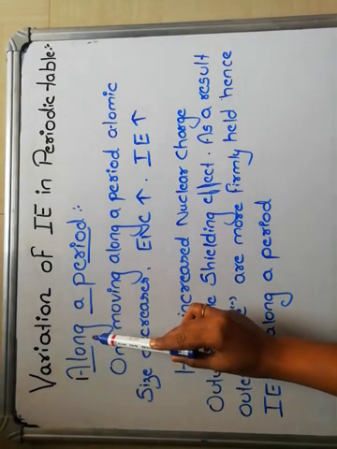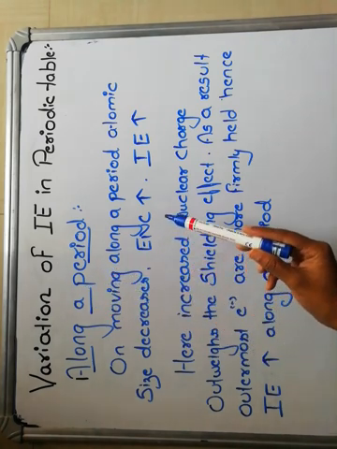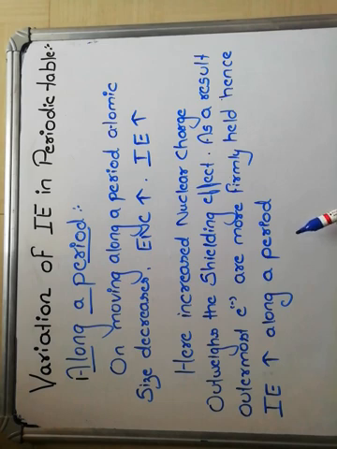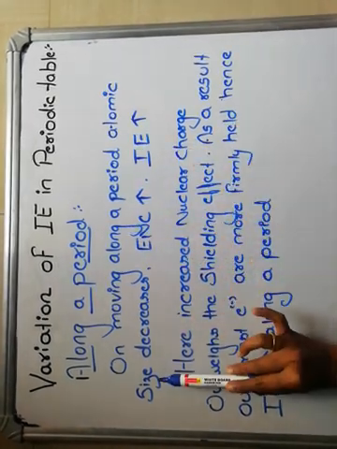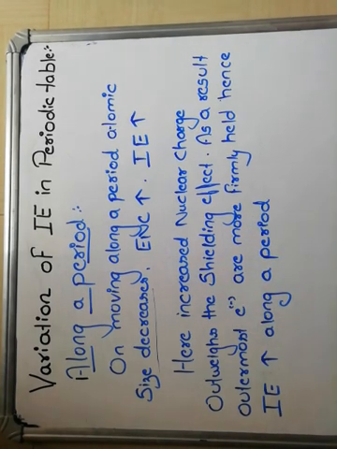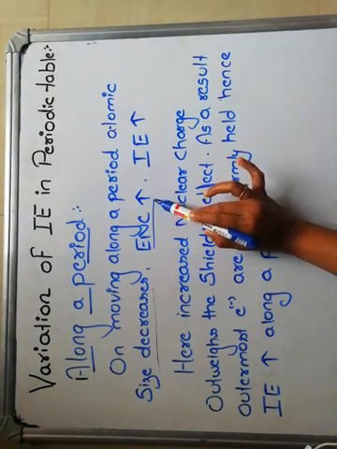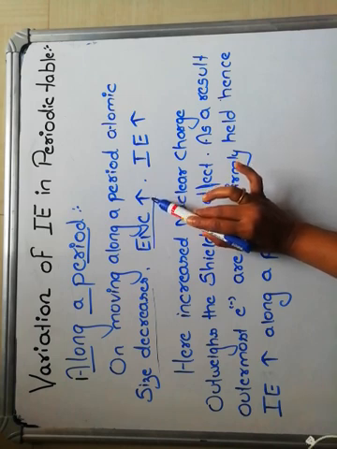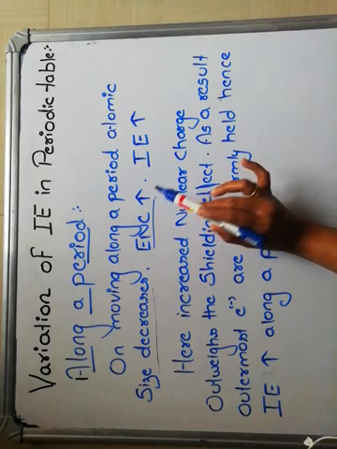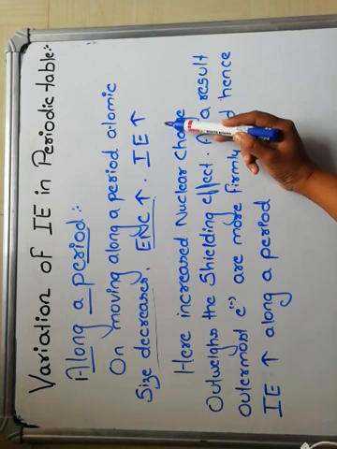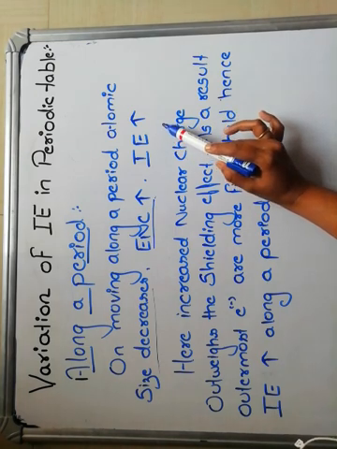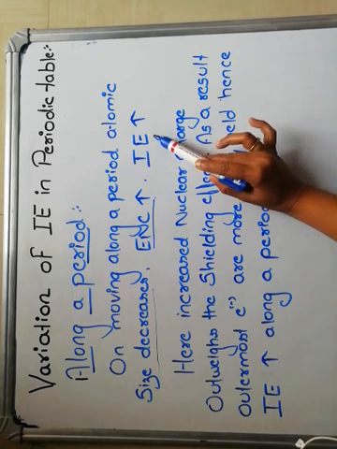Now, variation of ionization enthalpy along a period. Down the group we know that ionization enthalpy decreases. Now we will see what happens to the ionization enthalpy along a period. On moving along a period, that is from left to right or across a period, both are one and the same, the atomic size decreases. Why does the atomic size decrease? This is because the added electrons enter into the same shell. So what happens to the effective nuclear charge? The effective nuclear charge increases. That means the force of attraction between the nucleus and the outermost electron is more. Is it easy to remove the outermost electron then? No. So we require more energy to remove the outermost electron. Therefore, ionization enthalpy is more.